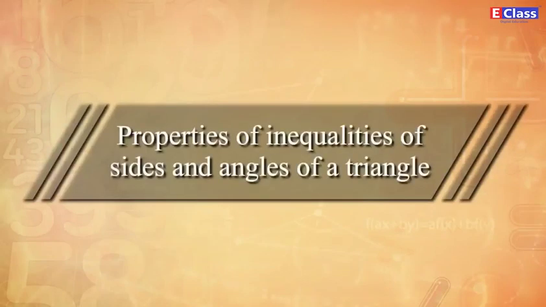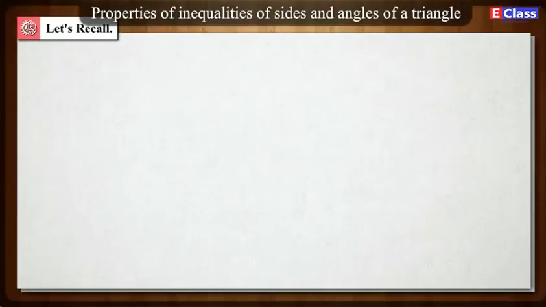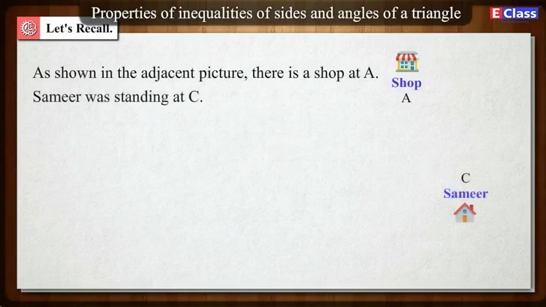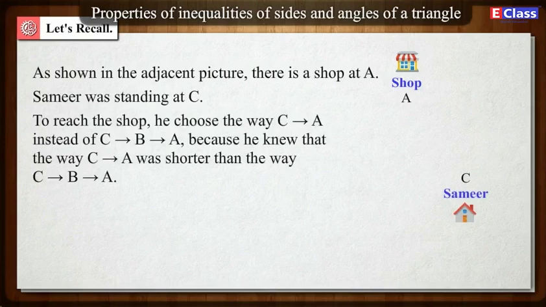Properties of inequalities of sides and angles of a triangle. Let's recall. As shown in the adjacent picture, there is a shop at A. Sameer was standing at C. To reach the shop, he chose the way C to A instead of C to B to A, because he knew that the way C to A was shorter than the way C to B to A.